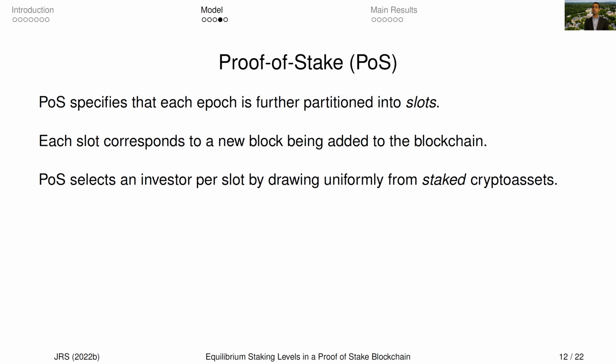And so then the natural question becomes, who actually is getting to add these blocks to the blockchain? It's one thing to say, okay, we're going to have 64 blocks in this epoch and they're going to be added in sequence over time. But who has the right to add these blocks to the blockchain? And that's actually where the blockchain protocol in general is relevant. It's going to determine how we decide who gets to add a block to the blockchain. And specifically, what proof of stake is going to have to say about this is it's going to select an investor for each slot by drawing randomly from staked crypto assets.